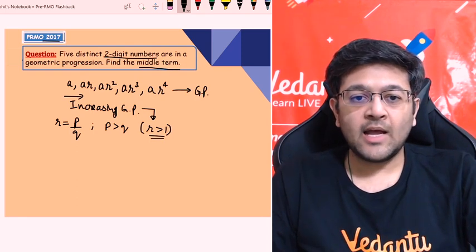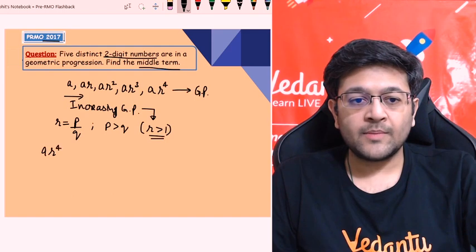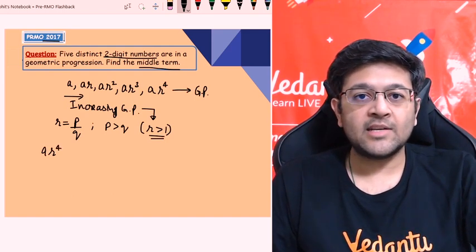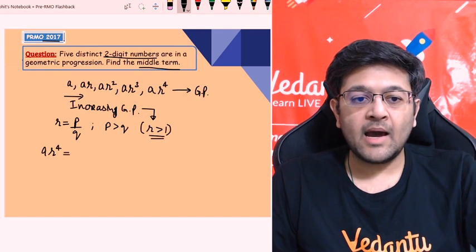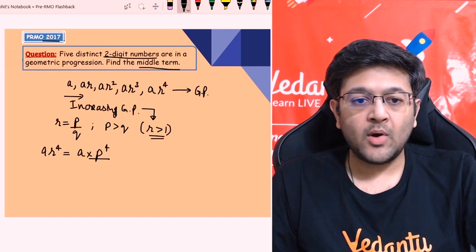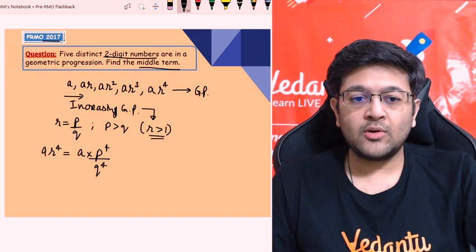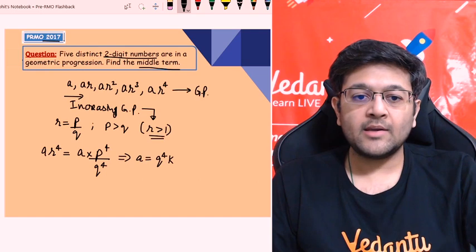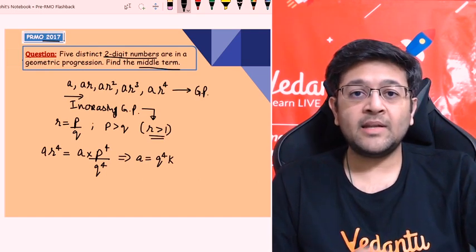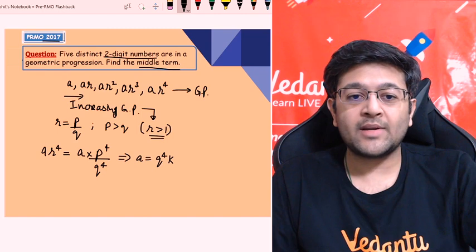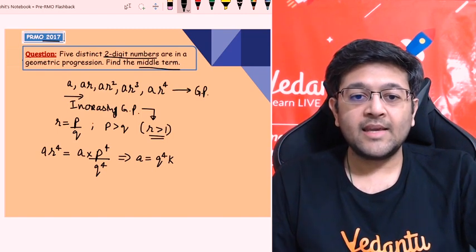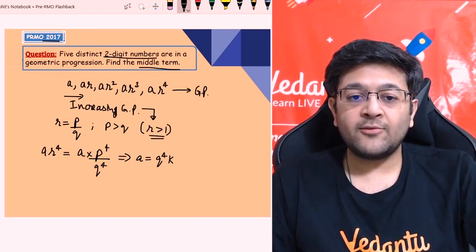Let's see the last term, that is A R power 4. This term has to be a two-digit integer, right? Which means if I write R in the form of P by Q, I'll get A into P power 4 upon Q power 4, right? So the thing is, the denominator should cancel out, or it means A should be of the form Q power 4 into K, right? So that the denominator is completely cancelled, because P and Q are relatively prime. We have already covered that. Okay, so A should be of the form Q power 4 K.